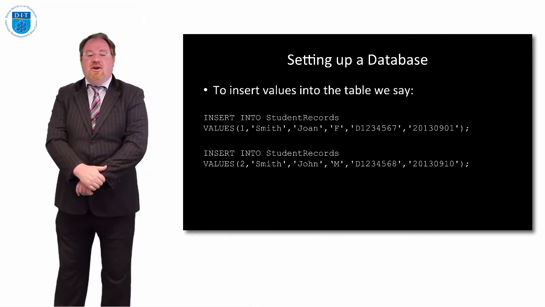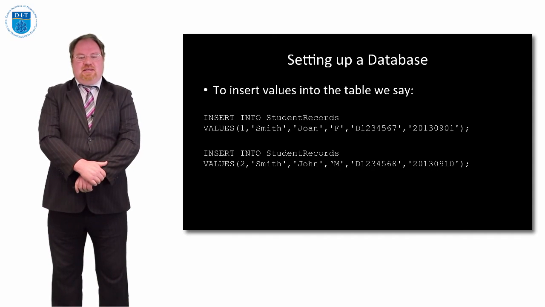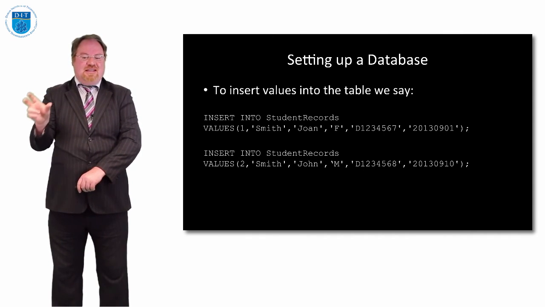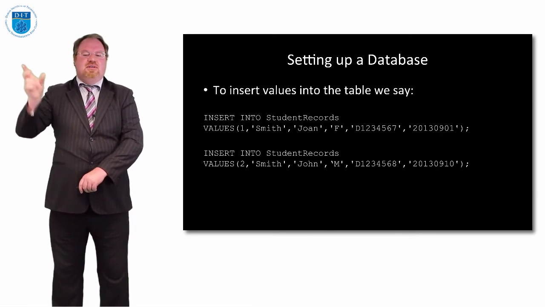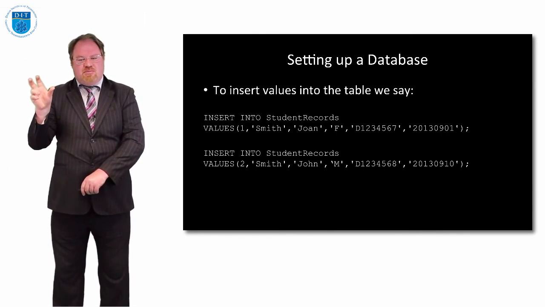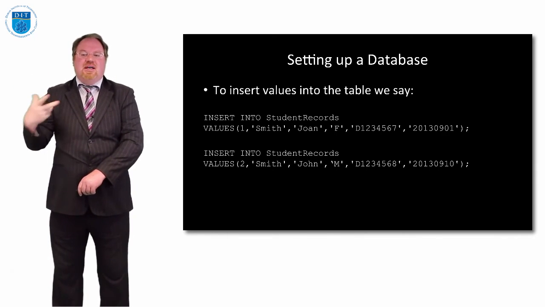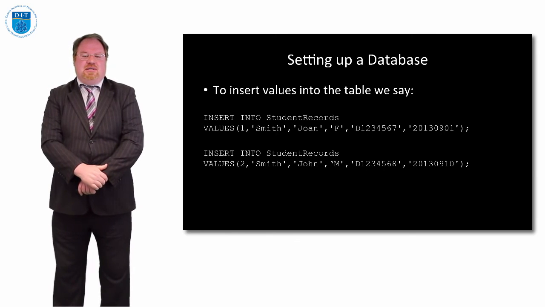And here's the second one. We're inserting John Smith as order number 2, and he's a male, and he has that student number, and he joined on the 10th of September. Same year, same month, but the 1 is changed to a 10. So even though it's being put in as a string, the database will convert that into a date type, because we've stated it's a date type.